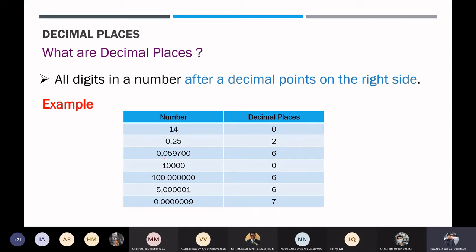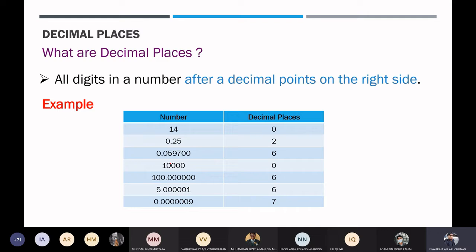And then look at example 3, 0.059700. I think most of you get this wrong because you only look at these four digits, 1 2 3 4, and forget the rest. But remember, in mathematics, the zeros that exist after the point are counted in order to get the decimal places. So 1 2 3 4 5 and 6. You should say that it has 6 decimal places.